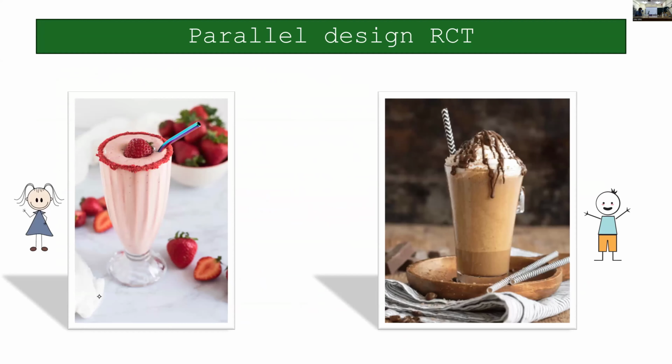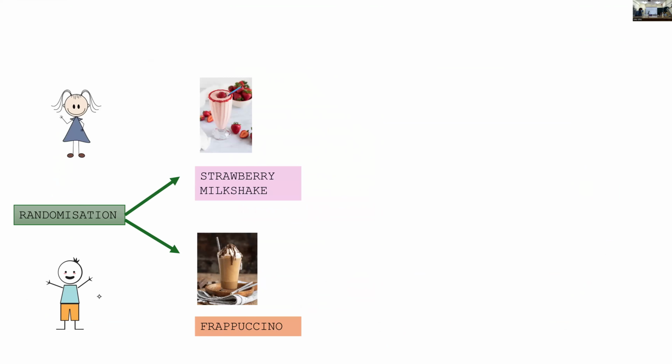Now let's go back to the basics. Suppose you and your friend go to a coffee shop and you want to order something to drink. If you drink strawberry milkshake and your friend drinks frappuccino, this is similar to a parallel design RCT, where one group of people get one intervention and the second group of patients get a second intervention. But what if you want to drink both the juices?